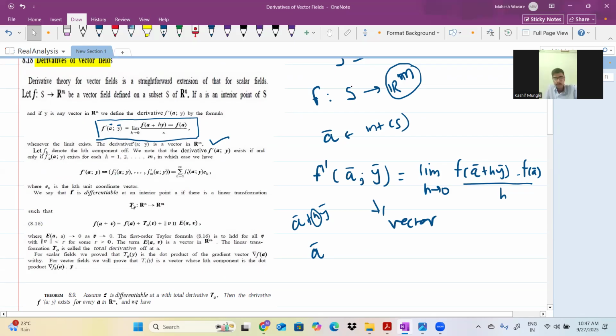So the map TA induced by A will be defined like this, and this is the Taylor's formula which we have defined in the scalar field. So if such a TA exists and this scalar function EAV exists, which tends to 0 as the vector V changes to 0, if this holds, then this vector field F is said to be differentiable.